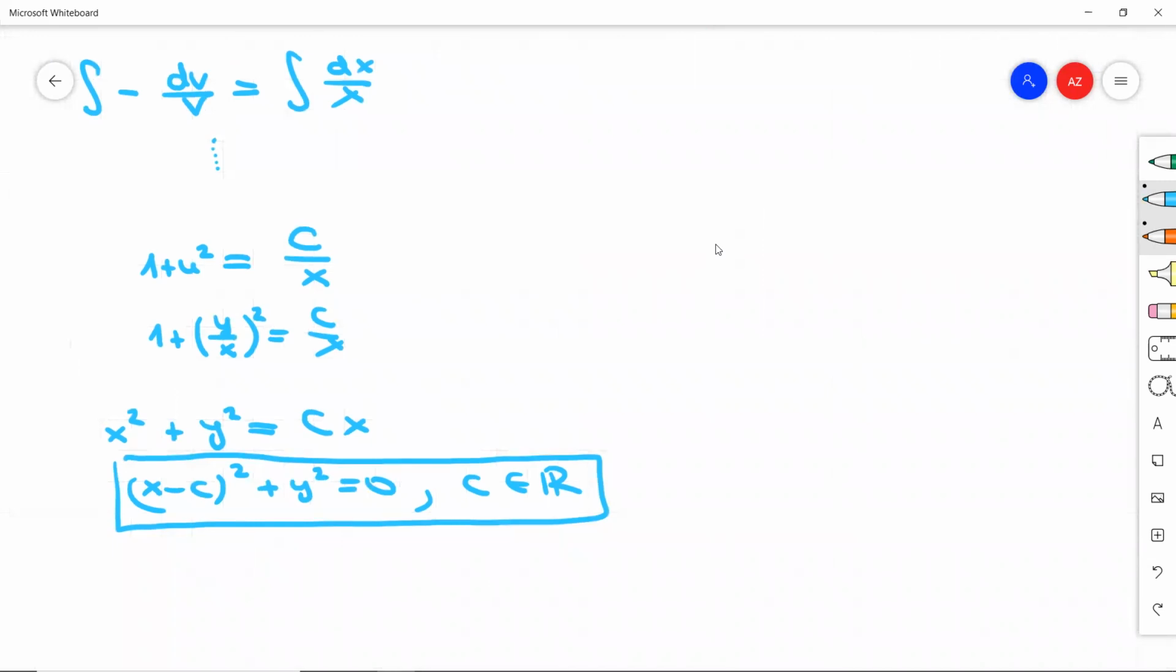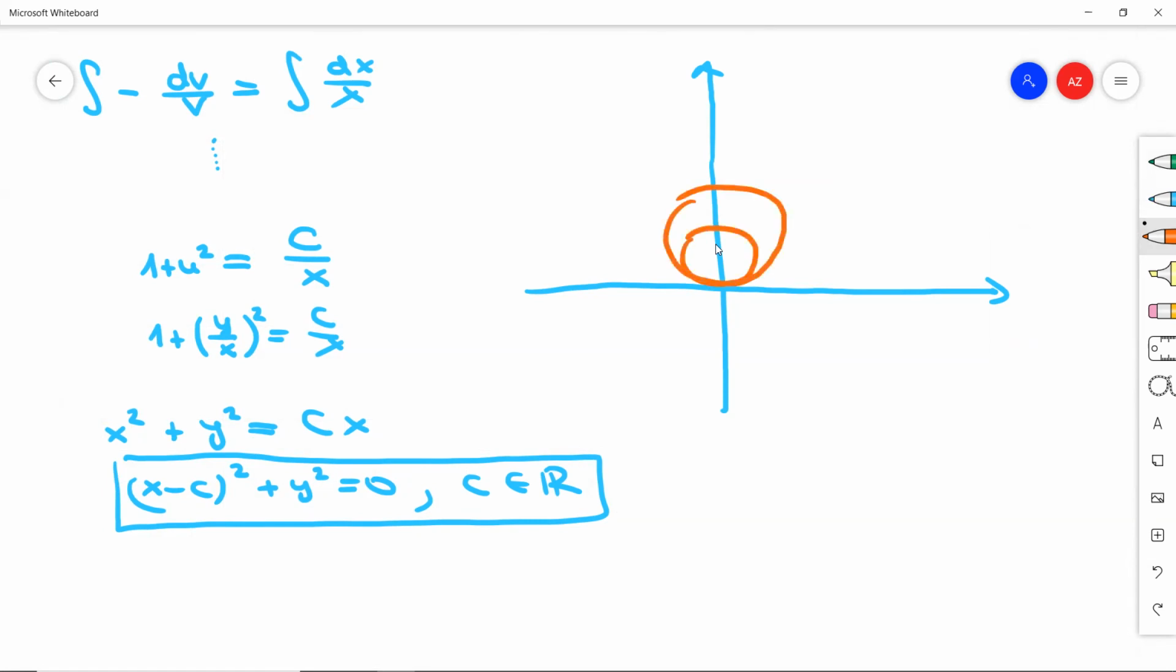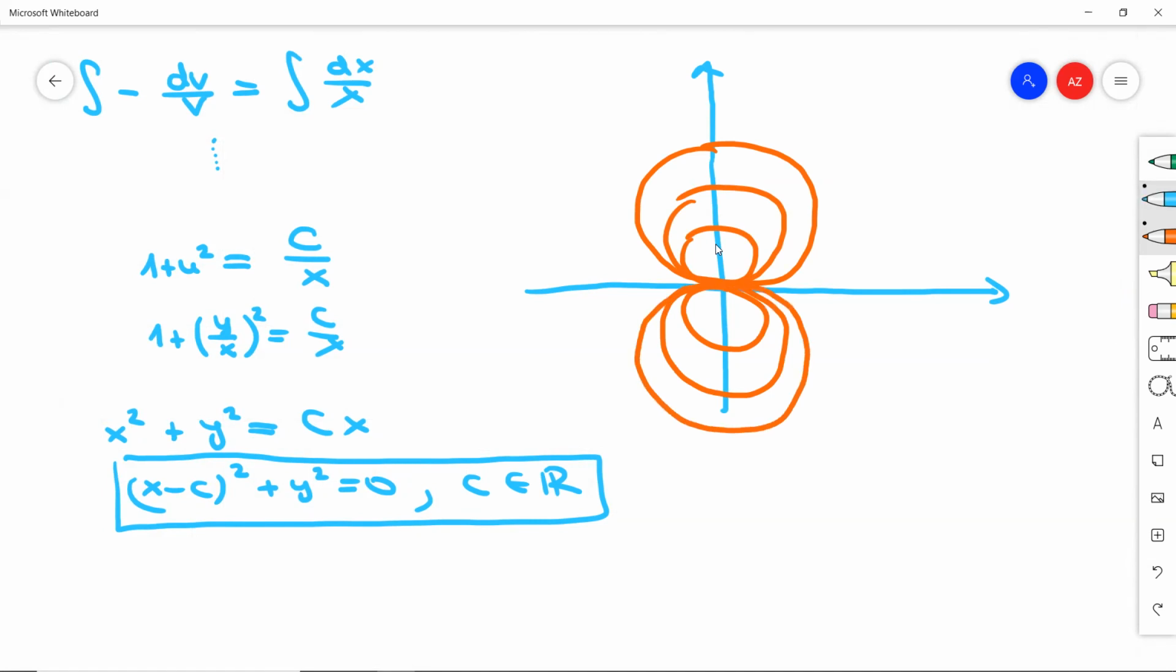Let me only comment on this solution. So our initial family of the corrected problem was a family of circles going through the origin with centers on the y-axis, and the family of curves which are perpendicular to this family of circles. The solutions are exactly circles with the centers on the x-axis going through the origin.